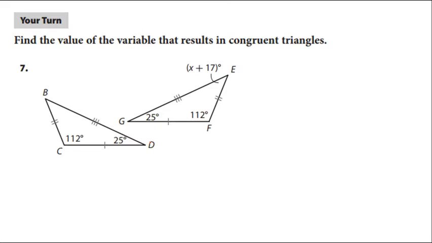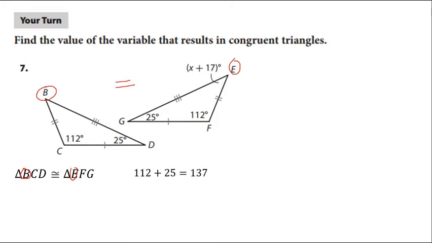Okay, so now let's look at your turn. Here it says, find the value of the variable that results in congruent triangles. Again, if these two triangles are congruent, I set up my congruency statement: triangle BCD is congruent to triangle EFG. If I look at the first letter here, B and E, because if you write a congruency statement, that tells us what sides or angles correspond to each other. So I know that angle B and angle E correspond to each other. They're equal in measure. Again, I'm only given two angles, so I need to find the third.